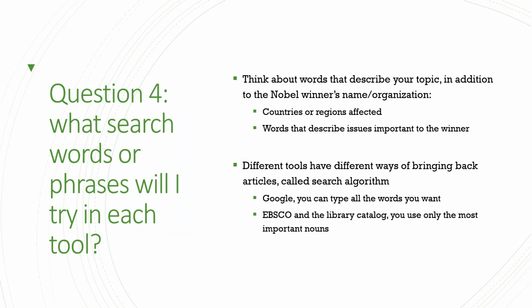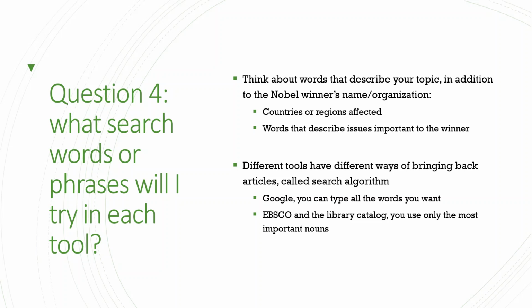So you should have a bunch of ideas in mind, and those ideas could include the Nobel Prize winner's name, of course, the name of the prize they won, peace, literature, that kind of thing. It could include the countries or regions where the issues are really localized and important to the prize winner, or words that describe the issues that are important to the winner, such as education or chemistry.